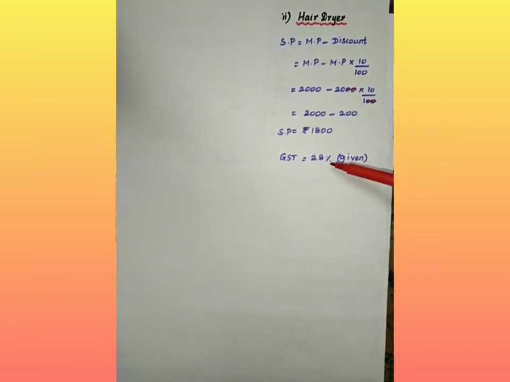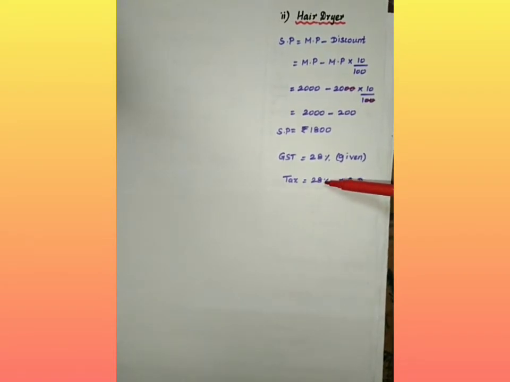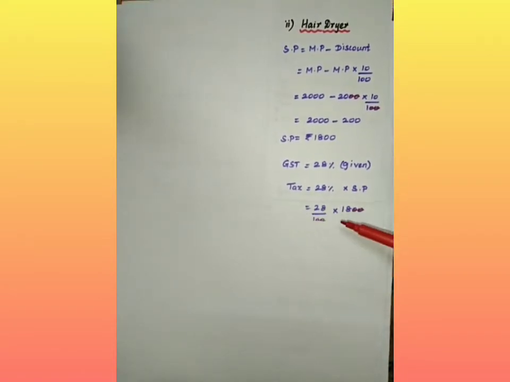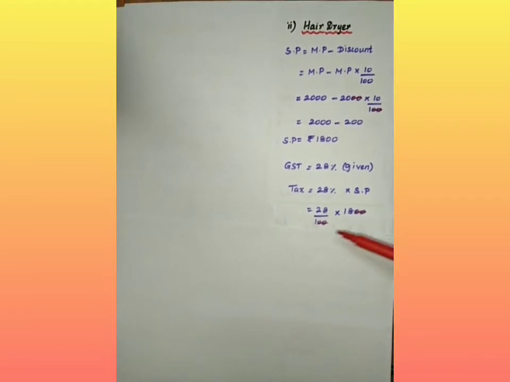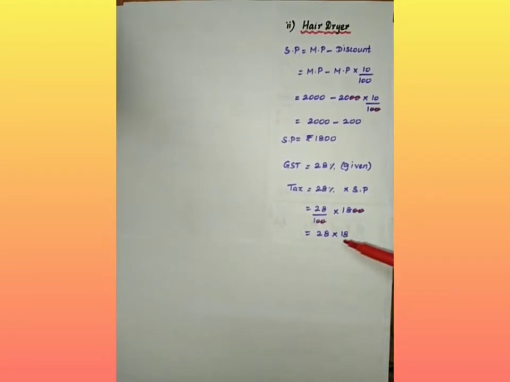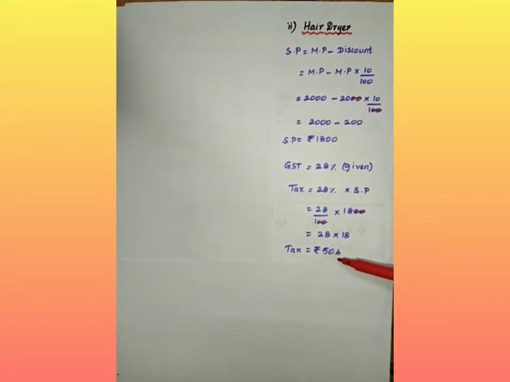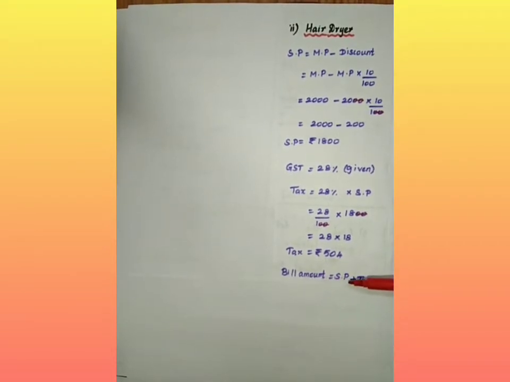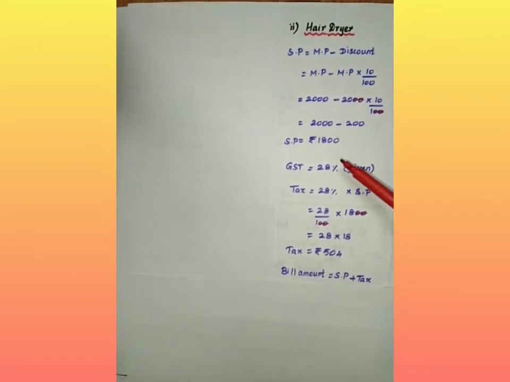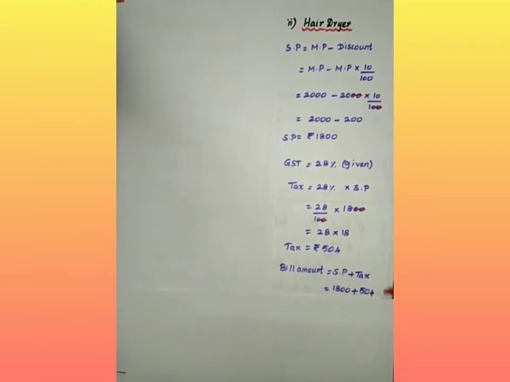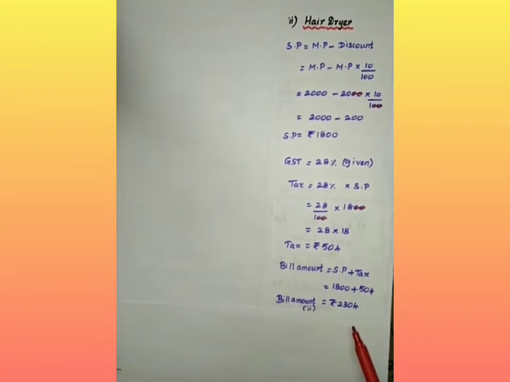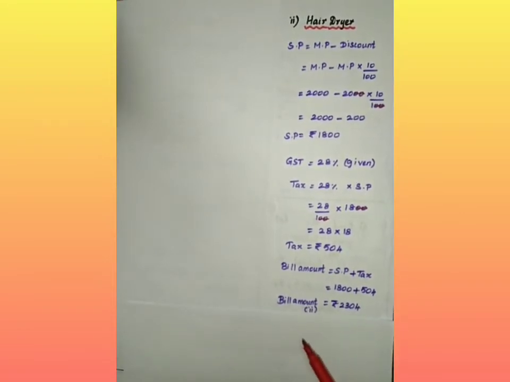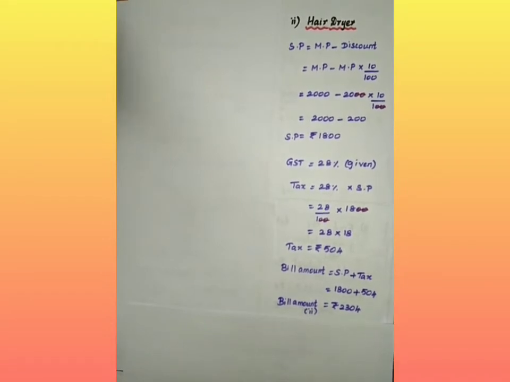Then tax is given as 28%. Then we are going to find the amount of tax. So, tax is equal to 28% on SP. Therefore, 28 by 100 into 1800. So, double zeros we have cancelled. So, 28 into 18 is rupees 504. This is the amount of tax. Then we are going to find the bill amount. Bill amount is selling price plus tax. Selling price is 1800 plus 504. When you are adding, you get rupees 2304. This is the bill amount of the second item.